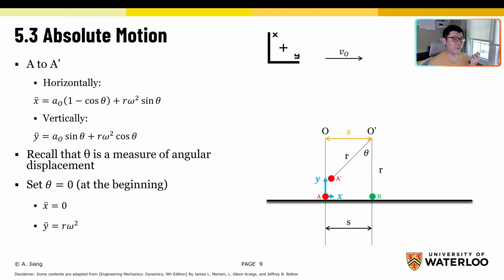The angle theta is a measure of the angular displacement, and we can set it to 0 to represent the instant at the beginning when the wheel was at rest and the point A was still in contact with the surface before rotating. By doing so, these 2 equations simplify to x double dot equal to 0 and y double dot equal to r omega squared.